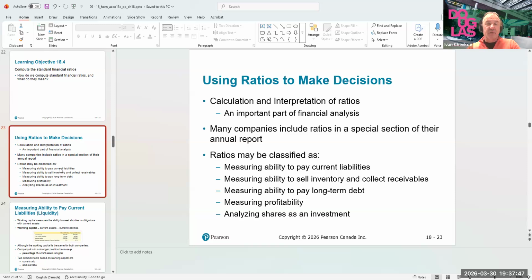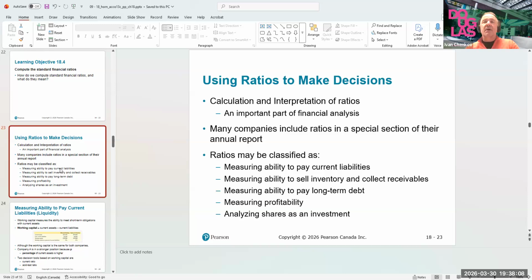Is this good for the company? Is it bad for the company? Is it good for the business? Is it bad for the business? Is the business comparable to other businesses? Is it profitable? Is it not profitable? Where is it? Many companies include this ratio analysis in a special section of the financial report.